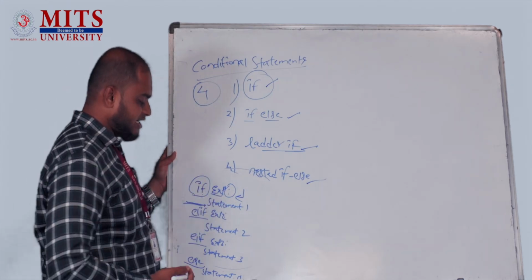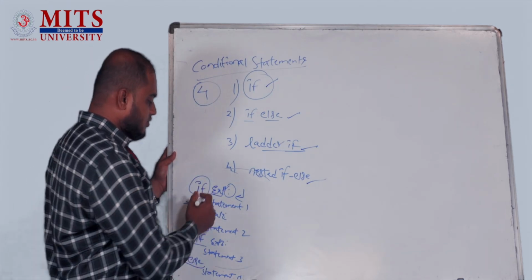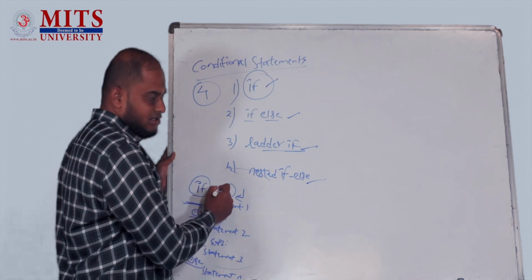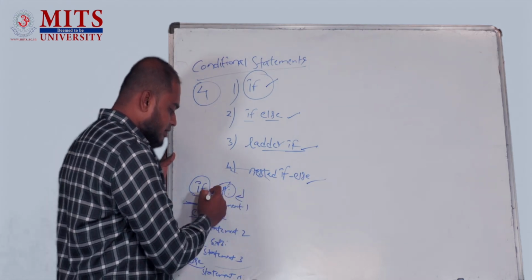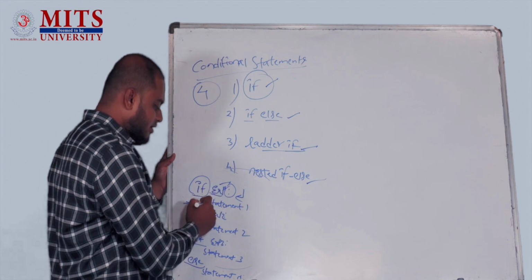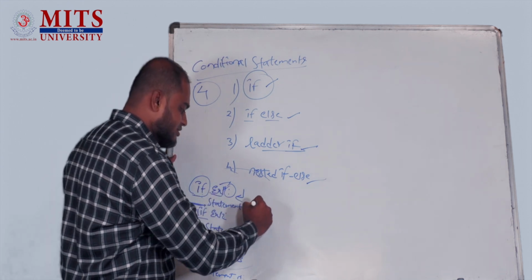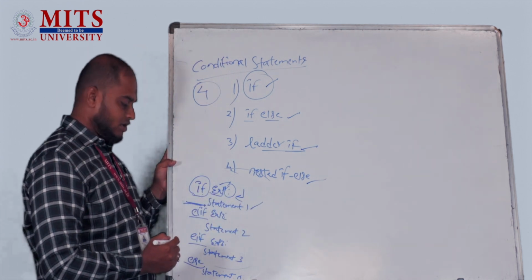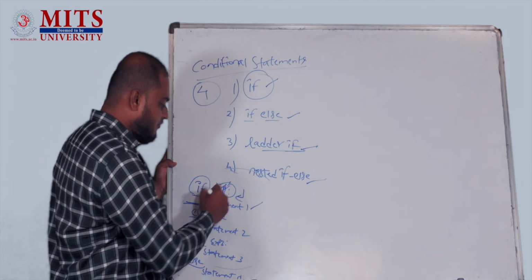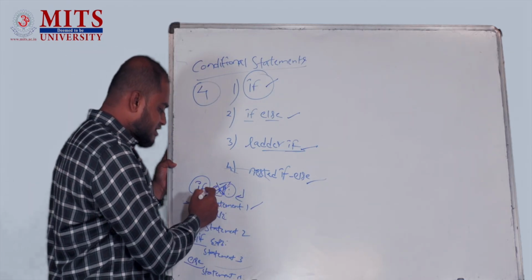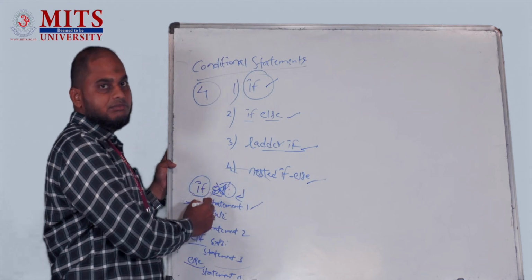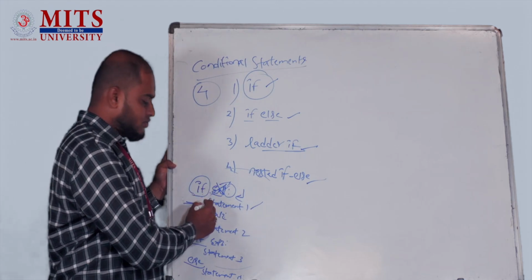Coming to the ladder if, there are many examples for it also. Suppose I have given one condition. If this condition is true, what will happen? This block will be executed. It means it will come under this if, and the statements which are present will be executed. Now assume this condition is false. Then the statements present inside the body of if will not be executed. So it will be terminated.